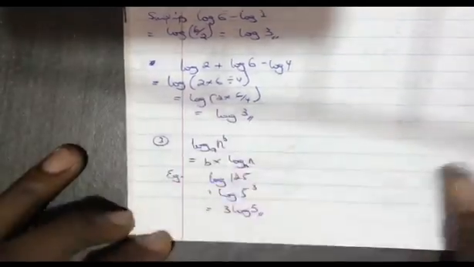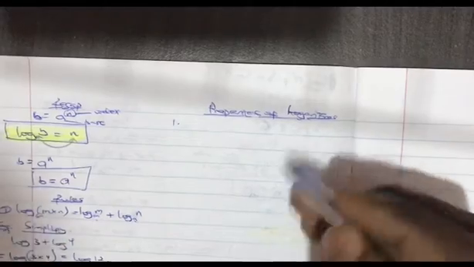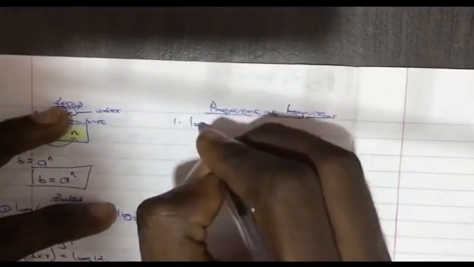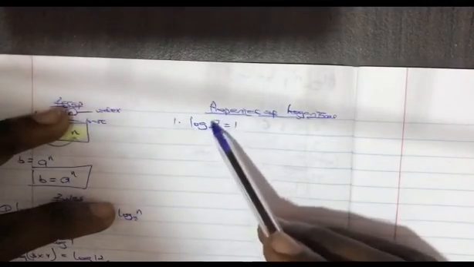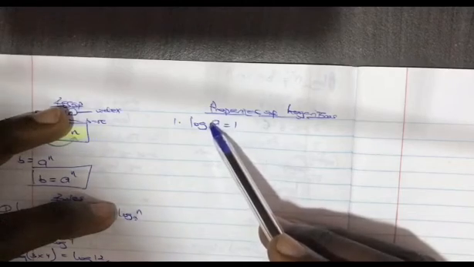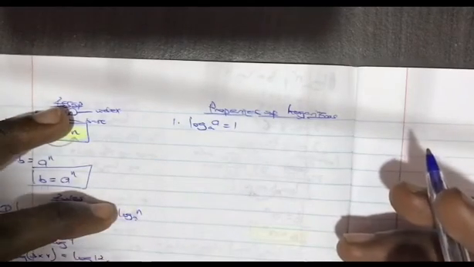Okay, so let's move to today's properties of logarithms. The first property says that the logarithm of any number to the base of the same number is 1. What do I mean by that? What I mean is this: log of say a to the base a is 1. So the logarithm of any number to the base of that same number is 1.